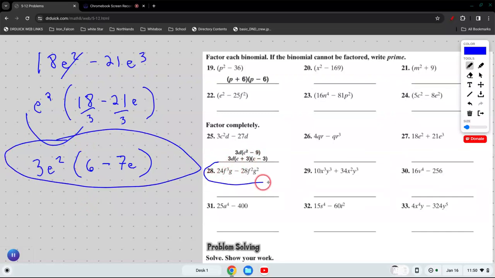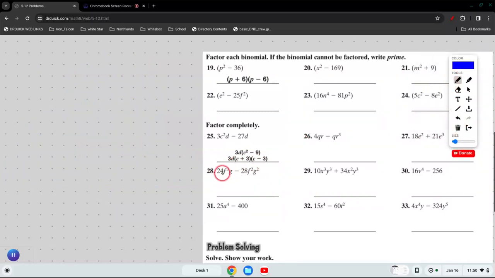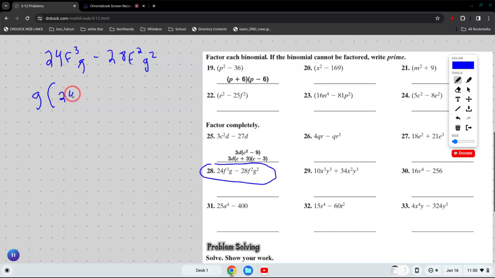I'm going to grab this guy now, and this will be the last one I'm going to do, all right? So pay close attention. This says 24f cubed g minus 28f squared g squared. All right, this may be challenging. Let's go for the back letter first. G, let's take him out. So I rewrite it. I make sure I'm doing this correctly. I have 24f cubed g minus 28f squared g squared.